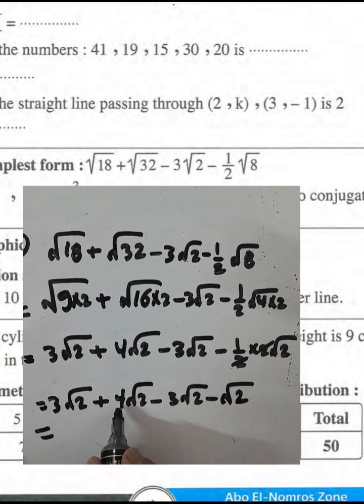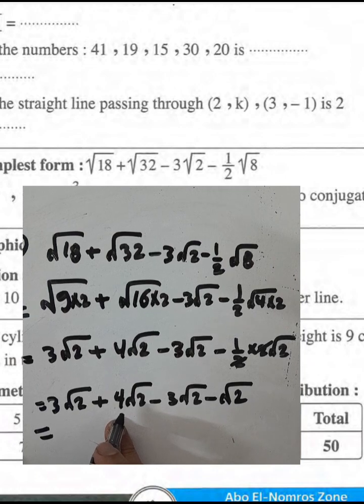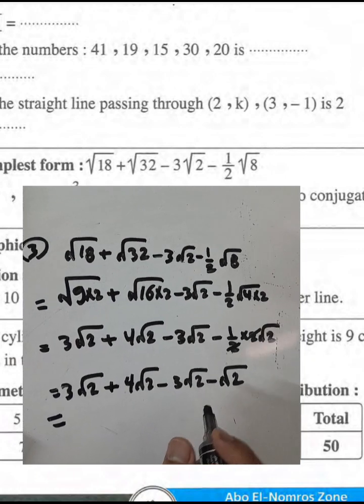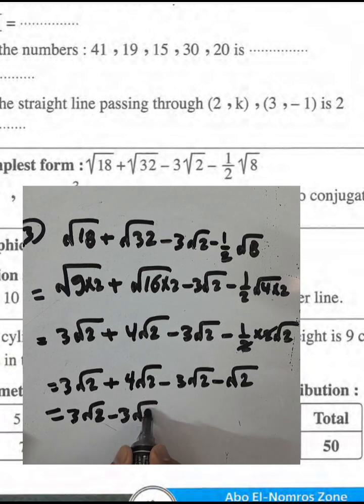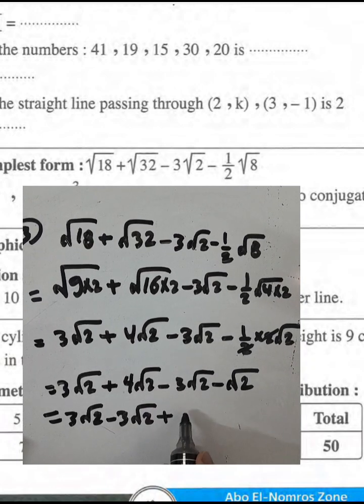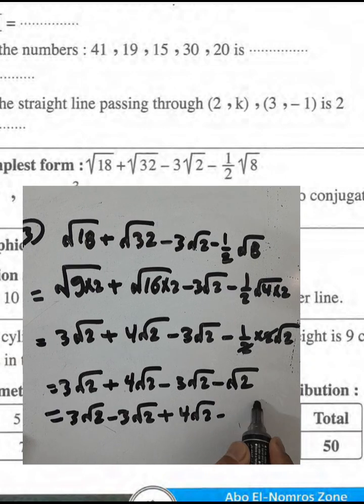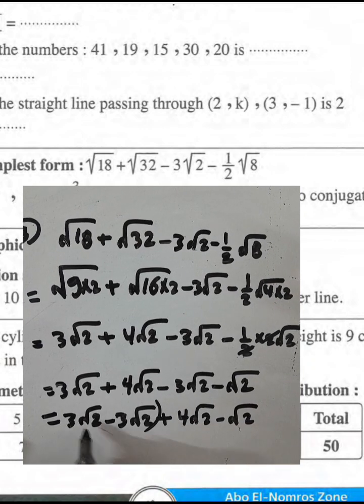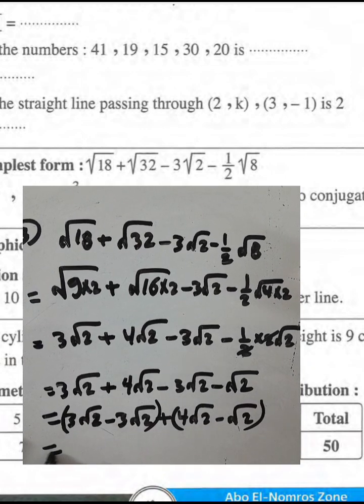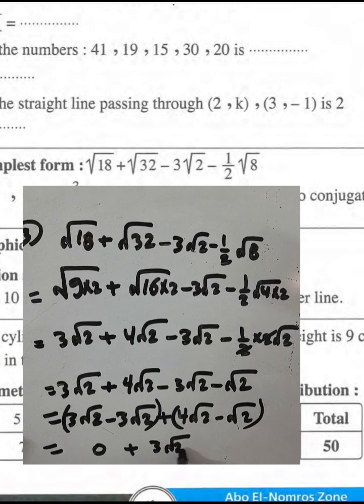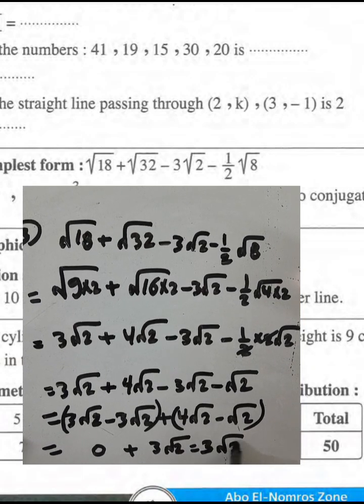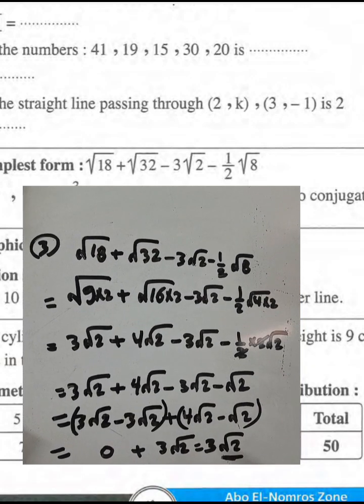Then 3 plus 4 equals 7, or you can use the commutative property here to write 3 root 2 and behind it the additive inverse, negative 3 root 2, and 4 root 2 with negative root 2, using commutative and associative properties. The result will be 0, the additive identity. Then 4 root 2 subtract root 2 will be 3 root 2. The result will be 3 root 2, which is the answer for this example in the simplest form.